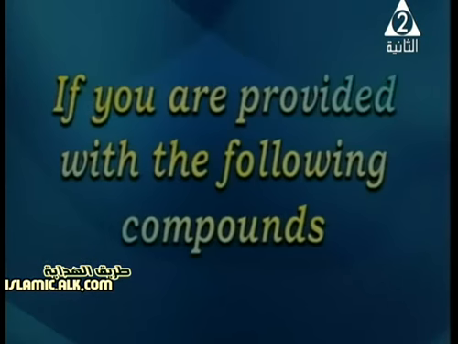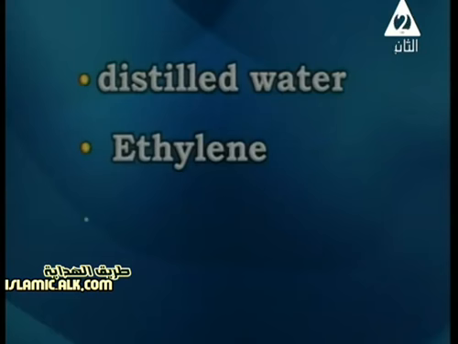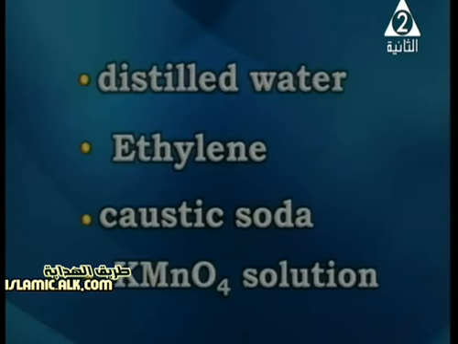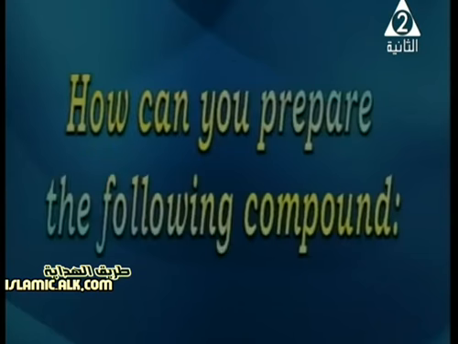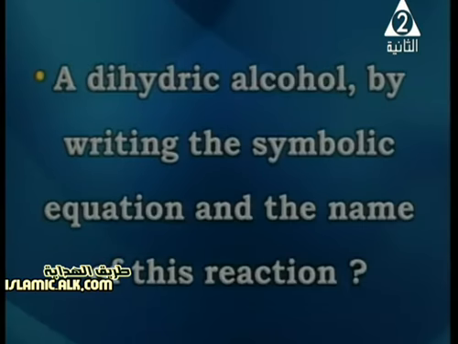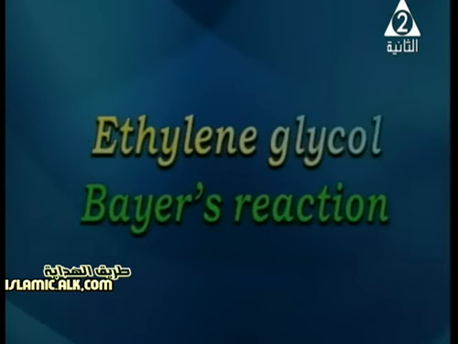Next type of question, my dear students. If you are provided with the following compounds: distilled water, ethylene, caustic soda, potassium permanganate solution, how can you prepare the following compound? A dihydric alcohol, by writing the symbolic equation and the name of this reaction. Here, ethylene glycol, which is the Bayer reaction.